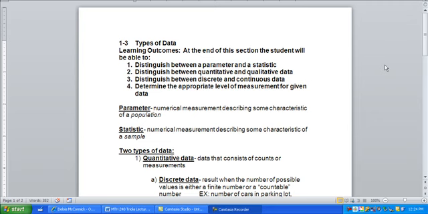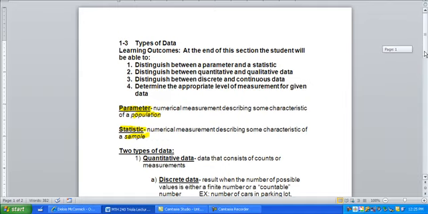So first of all, looking at the terms for a parameter and a statistic. Parameter is a numerical measurement describing some characteristic of a population. And the way I tell students to remember these is population starts with P, and so does parameter. Likewise, statistic is a numerical measurement describing some characteristic of a sample. Notice sample starts with S, and so does statistic.